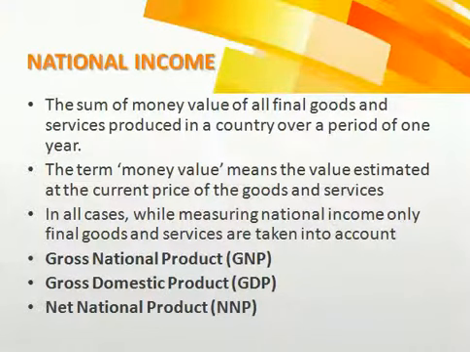So whatever goods and services are produced, their final value, not the work in progress goods, the final goods and services which are produced, the money value which has been derived, is considered under national income. And this money value means the current price of these goods and services. In all cases, while measuring national income, only final goods and services are taken into account, not the goods and services which are still work in progress. This national income takes into account three things. There are three components of this national income.